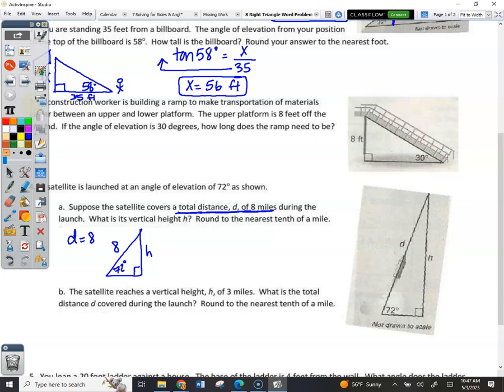I just tried to draw a triangle and I drew a trapezoid. I'm so proud of you.